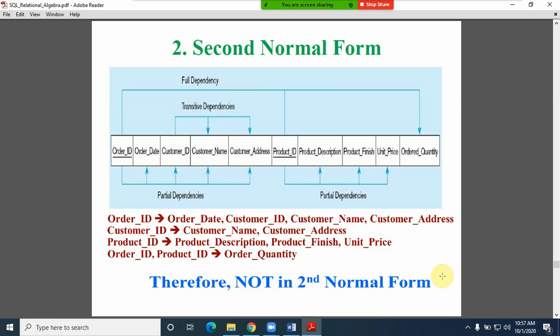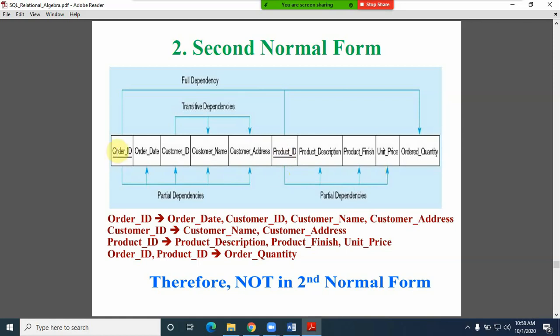Just, we are having some kind of representation here. So we are having order ID, order date, customer ID, customer name, customer address related to the customer information. Now with respect to this order ID, order date, customer ID, customer name, customer address are all partially dependent. Whereas if you are referencing the product ID, in actuality order ID and product ID is the composite key, for example. So in that particular case, if you are referencing the product ID, product description, product finish, unit price, all these depend on the product ID.